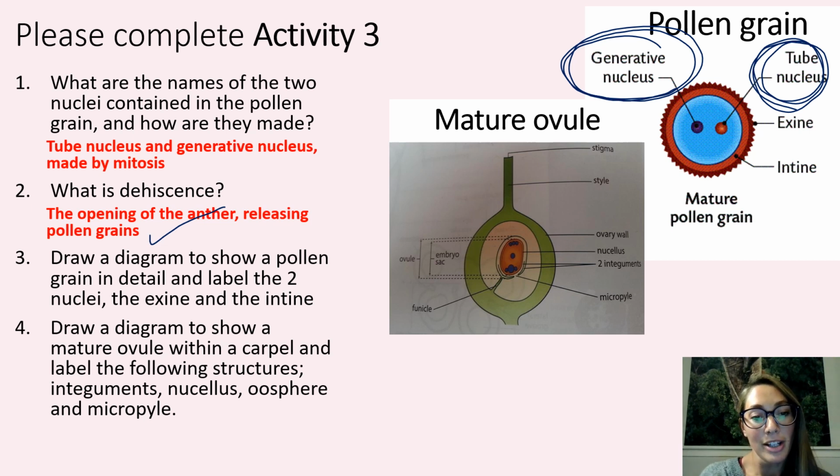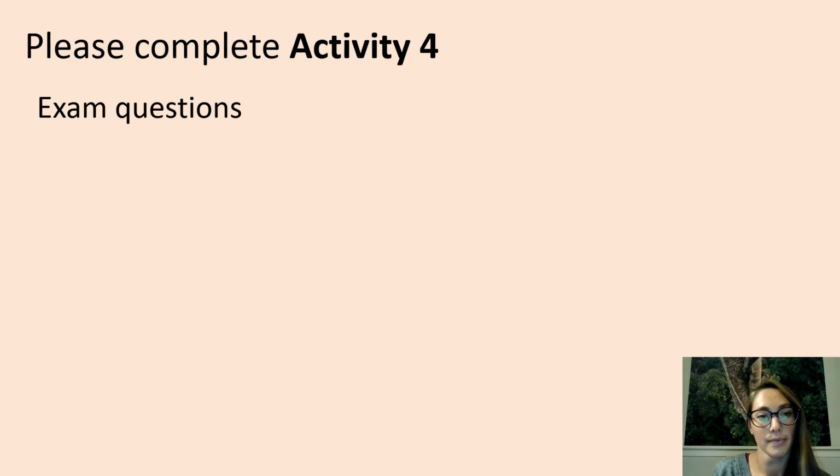A diagram to show a pollen grain in detail, so again you should have something like this, so just check that yours matches, and then a diagram to show mature ovules, so again just check with this diagram, see that you've got all the labels. Please pause the video and complete activity 4.